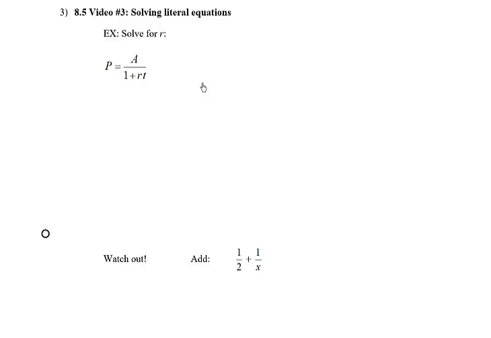This is video number 3 for section 8.5, solving literal equations. This is really just a small issue. We've seen literal equations before this semester. Those are the ones where there's lots of letters, and when they tell you to solve for a particular letter, they're not asking you to end up with r equals 5 or something like that. They're just telling you, take this formula with all these letters in it and rearrange it so r is by itself on the left and all the other letters are on the right.